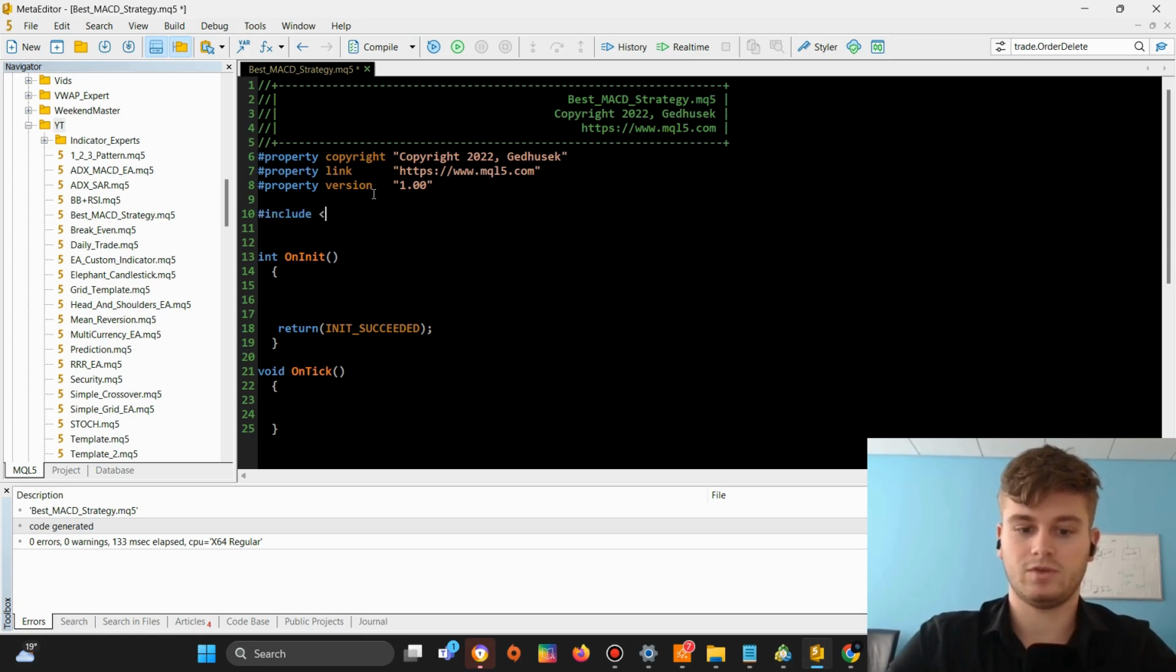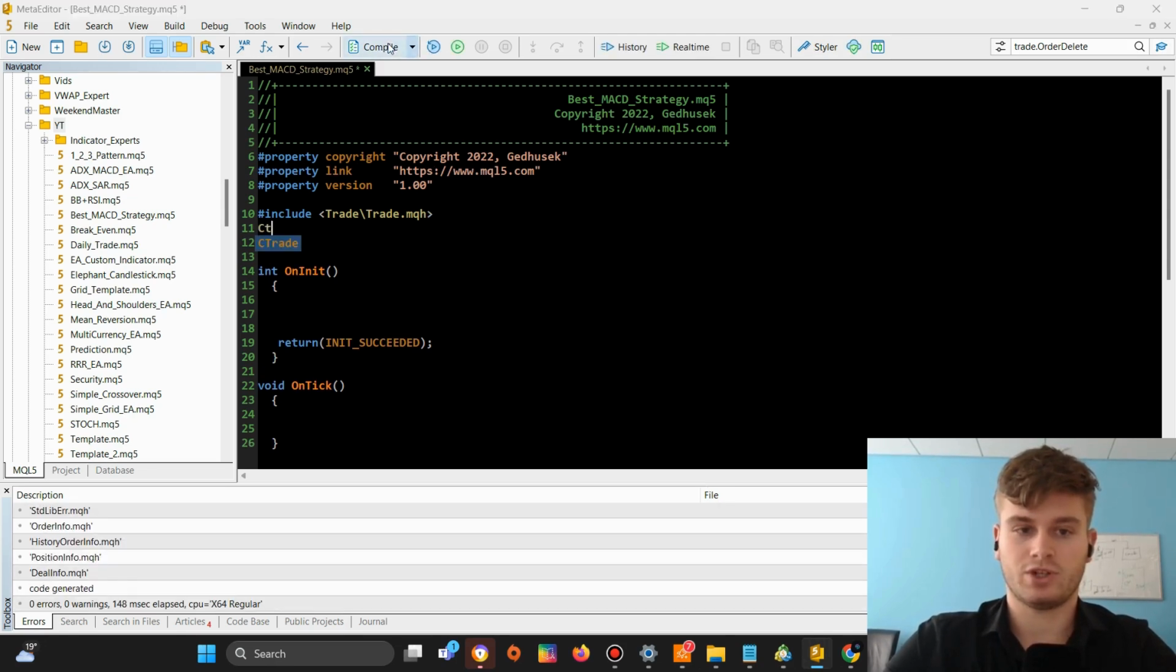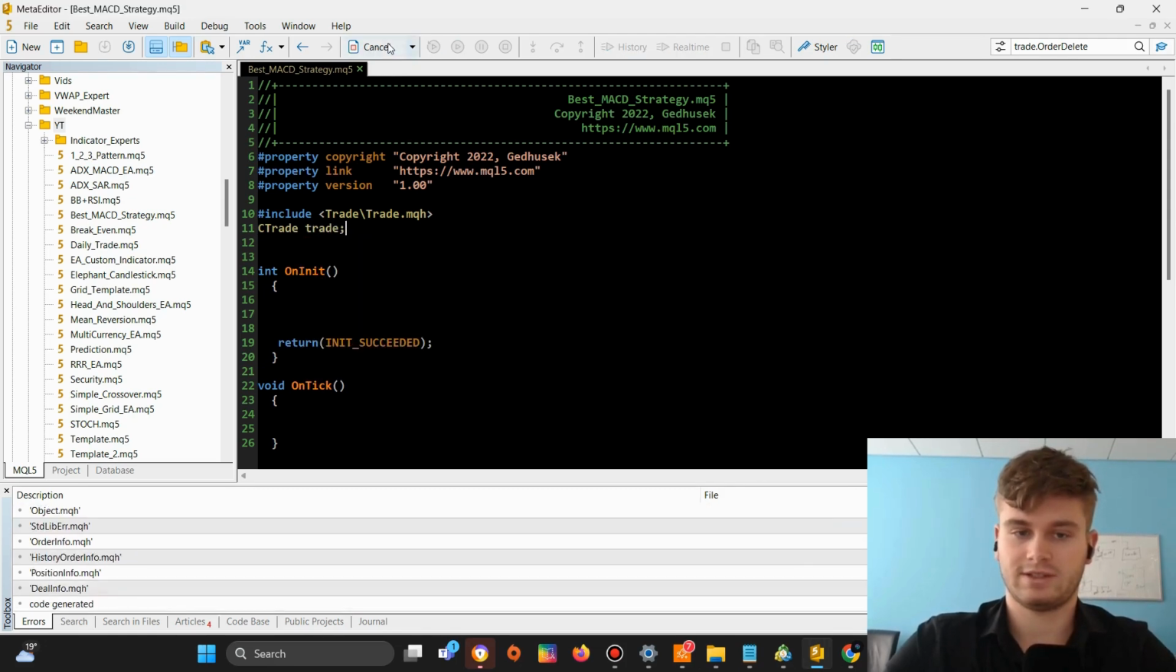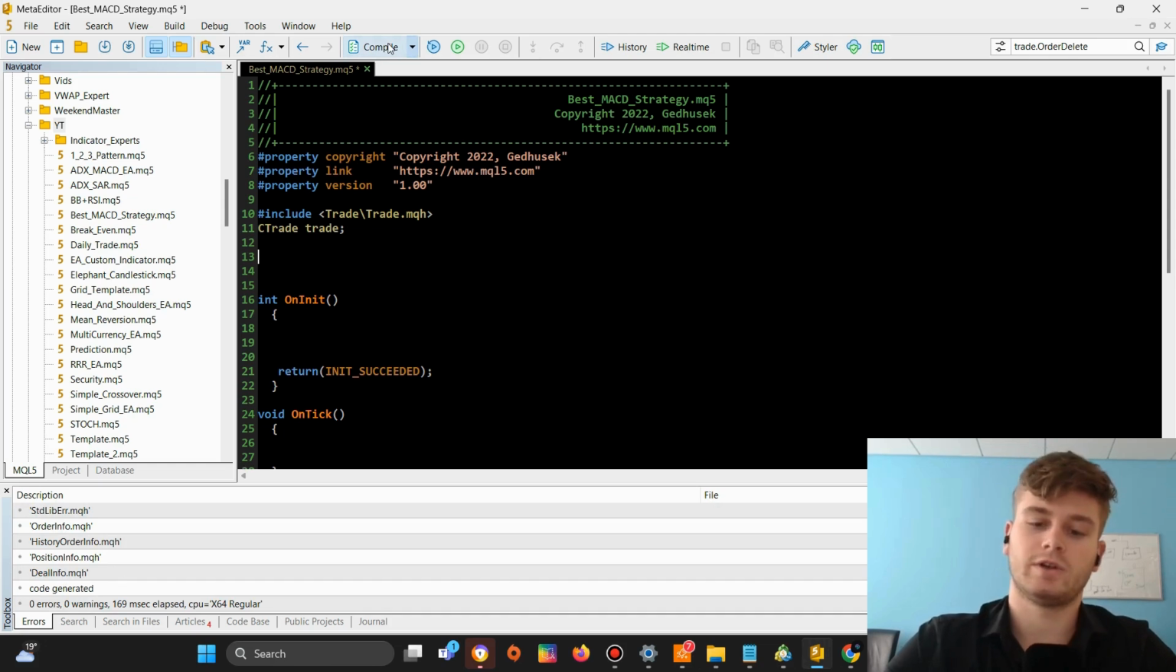Firstly, I need to include the trade/trade.mqh library, which will allow me to open buy and sell positions. And then I will create an object for CTrade called trade. Okay, so that's the first step. Then I also have to create handles for all of the indicators that I will be working with. So MACD handle, and the second one was moving average handle. Okay, so this is it.